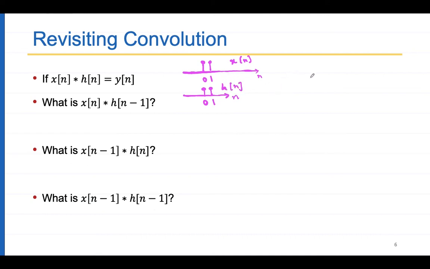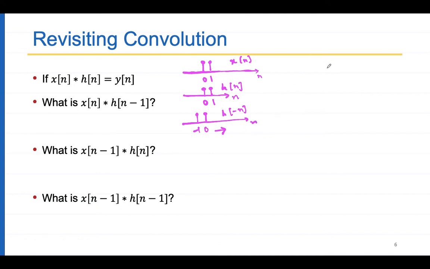And the way to find the convolution is you reverse h of n. You make it like this, so this becomes h of minus n. And then you shift it further. That's how you find the convolution.